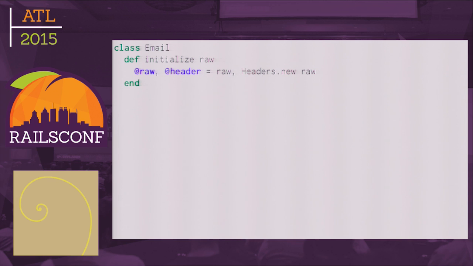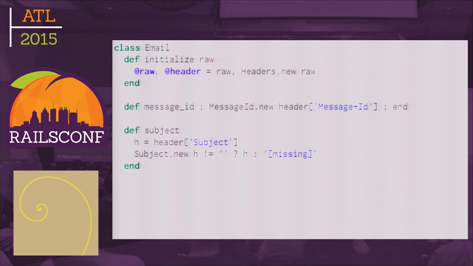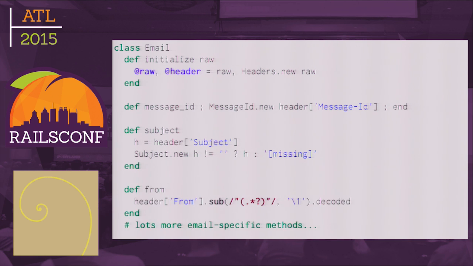So here's email. It's another value object. It decomposes the raw string of an email into other values. We can see three strategies at work. First, message ID just extracts the message ID header to build a value, and it's done. That's all. Second, subject extracts the subject header, or it falls back to a placeholder if the header is missing. It also builds a value. And then finally, from extracts the from header and returns a string.